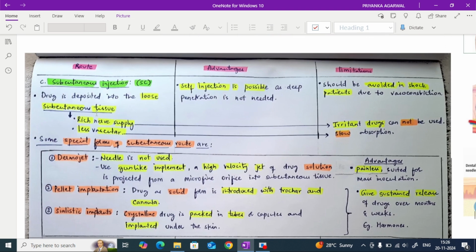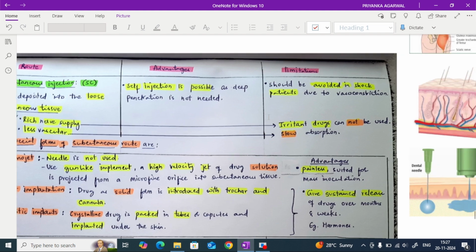This tissue has a very rich nerve supply and is less vascular. These two characteristics give it limitations like irritant drugs cannot be injected because of the very rich nerve supply, and it has slow absorption. Advantages of this route are that self-injection is possible as deep penetration is not needed.